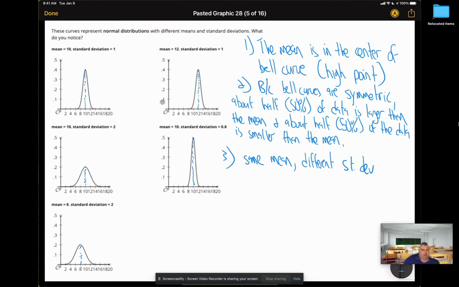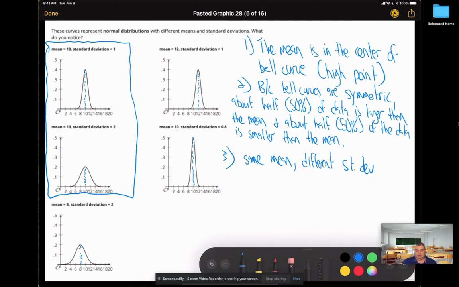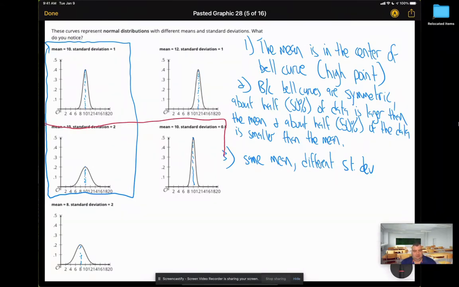So for example, these two curves right here both have a mean of 10, but notice they have different standard deviations. We could also, and I'll use a different color for this, do the same thing with these two that I'm boxing in red. They both have means of 10 and different standard deviations, and so on.